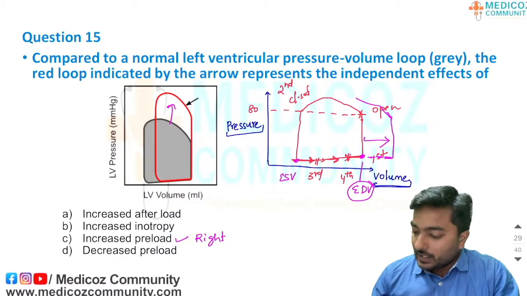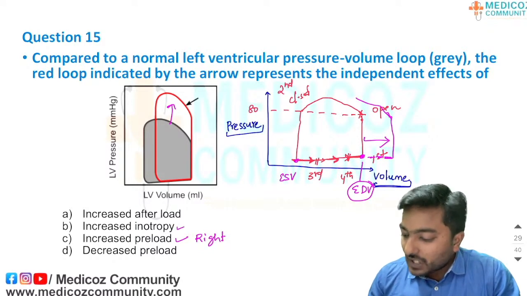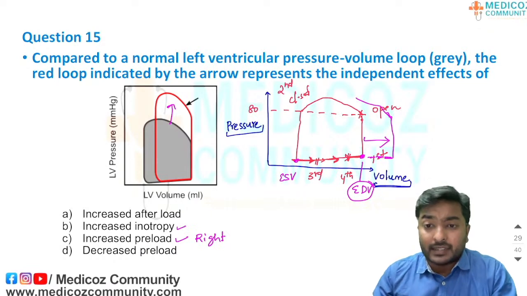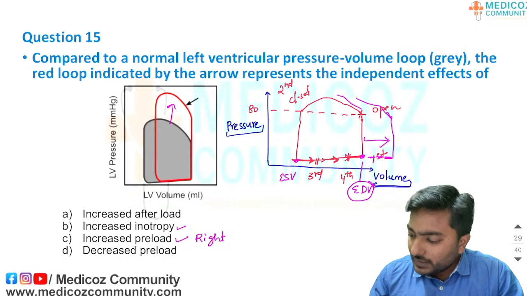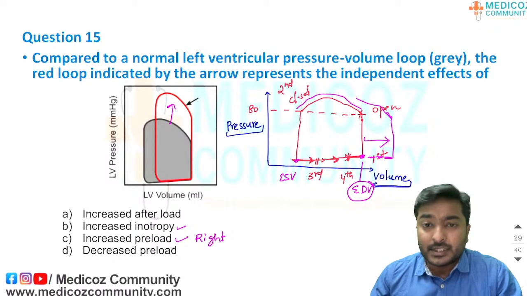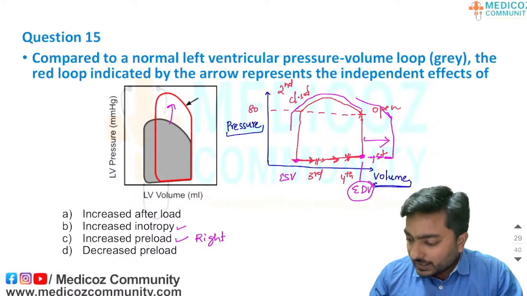If you think of increased inotropy, that is increased contractility of the heart, what is going to happen? The systole will increase, and the graph shifts towards the left side.